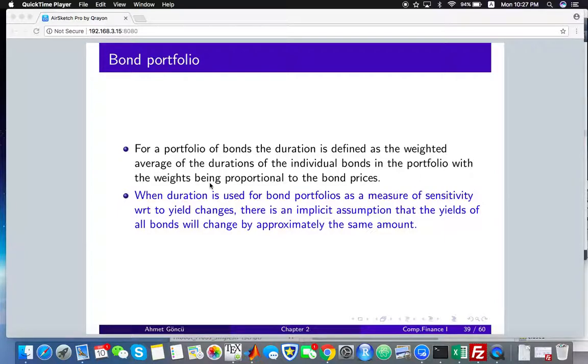So when duration is used for bond portfolios as a measure of sensitivity with respect to the yield changes, there's an implicit assumption that the yields of all bonds will change by approximately the same amount.